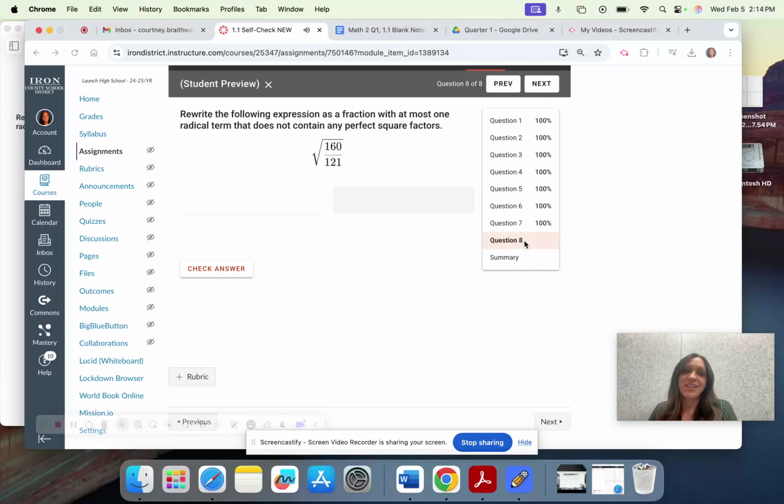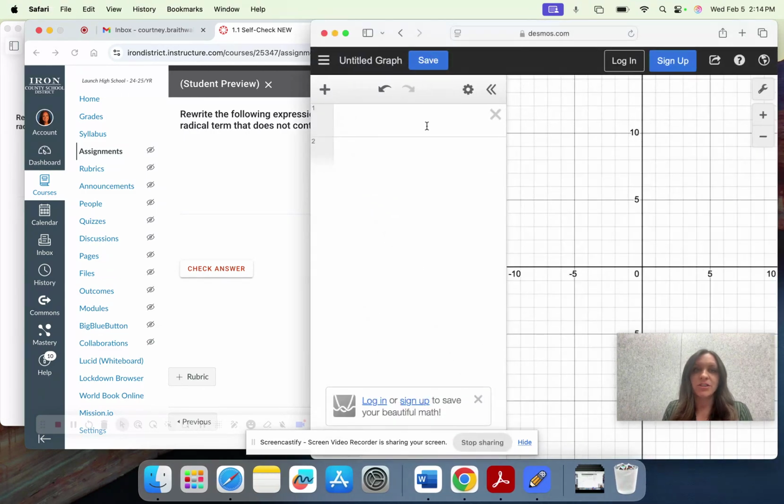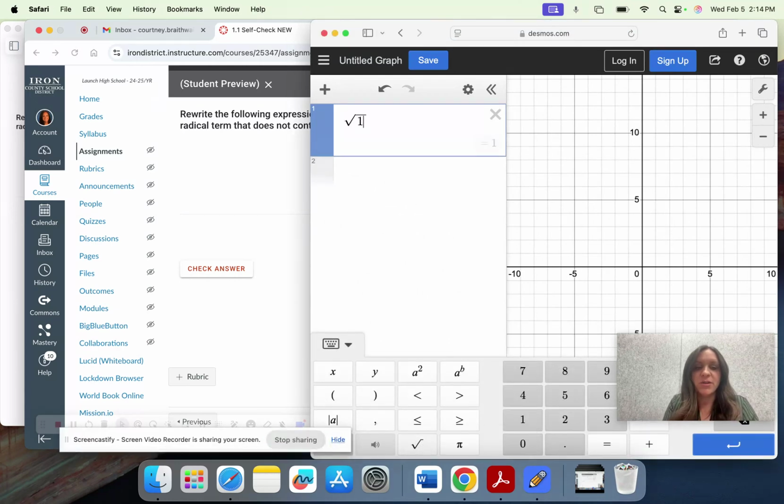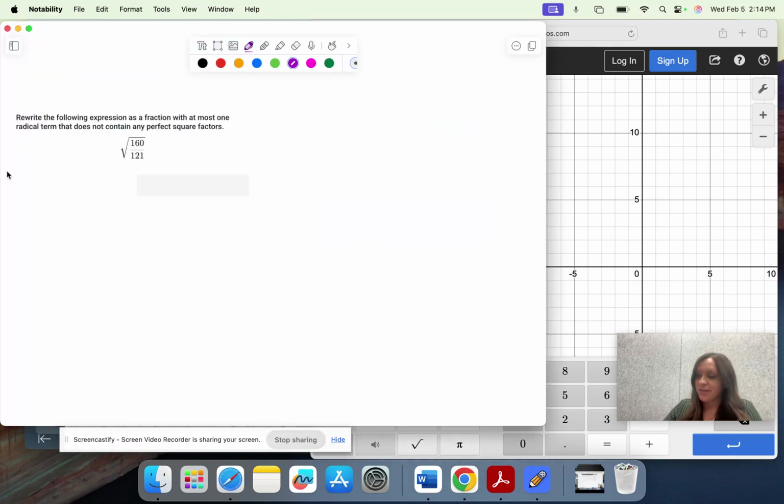Last one, rewrite the following expression as a fraction with at most one radical term. So same thing, I want you to always try and throw these in Desmos. So I have the square root of 160 divided by 121. There's no fraction button, and we can't do a decimal. So this is the one, it's the last problem. We're actually gonna have to split it.